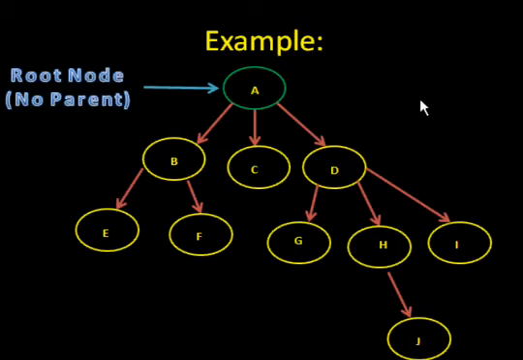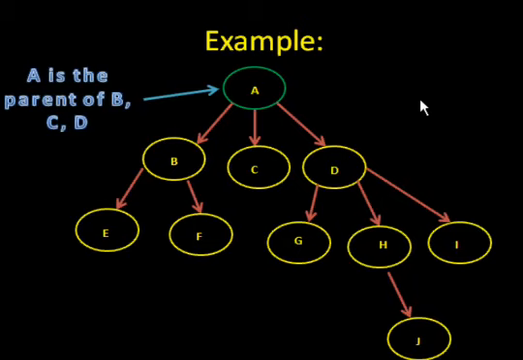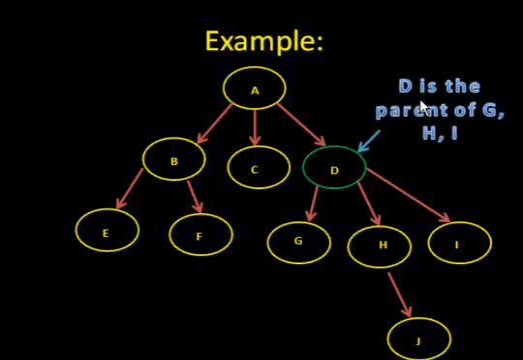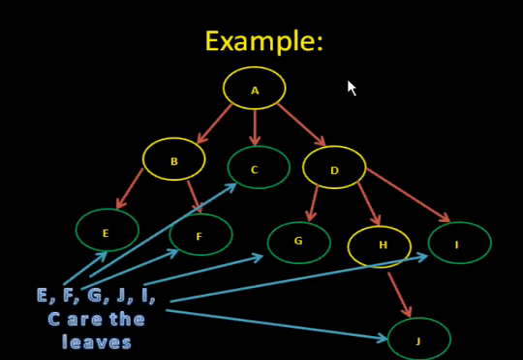In this case, A is the parent of B, C, and D. Likewise, B is the parent of E and F. C is not the parent of anything. D is the parent of G, H, and I. And E, F, G, J, I, and C are all leaves of the tree. Leaves means that they are nodes that do not branch out any further.